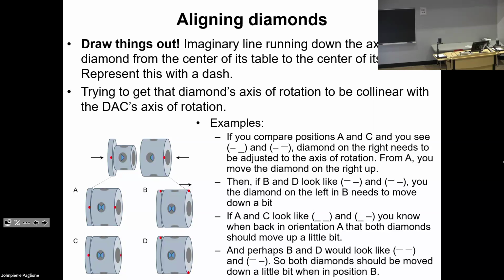So for example, let's say I'm looking at positions A and C, shown right here. The only difference between these is that I'm turning the orientation of my cylinder, so rotating that top diamond by 180 degrees.